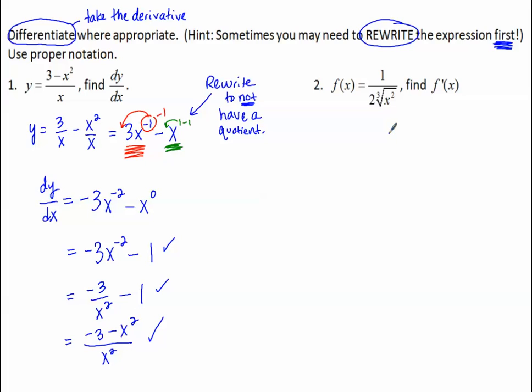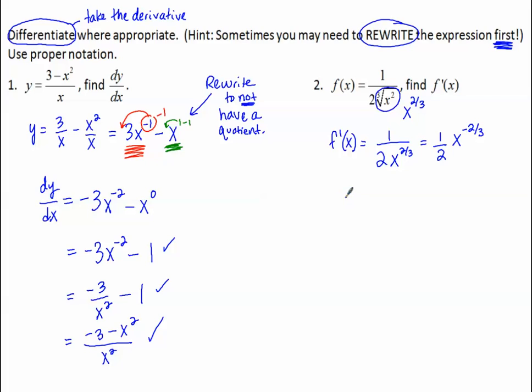Let's take a look at another one. Here's another example of when we should rewrite it first. So I'm going to say f prime of x equals, and I'm going to change this radical notation right here to exponent notation, x to the 2/3. Make sure you're comfortable with rewriting radical to exponents and vice versa. 1 over 2 x to the 2/3 can change to 1 over 2 times x to the negative 2/3, bringing that x up to have a negative exponent.